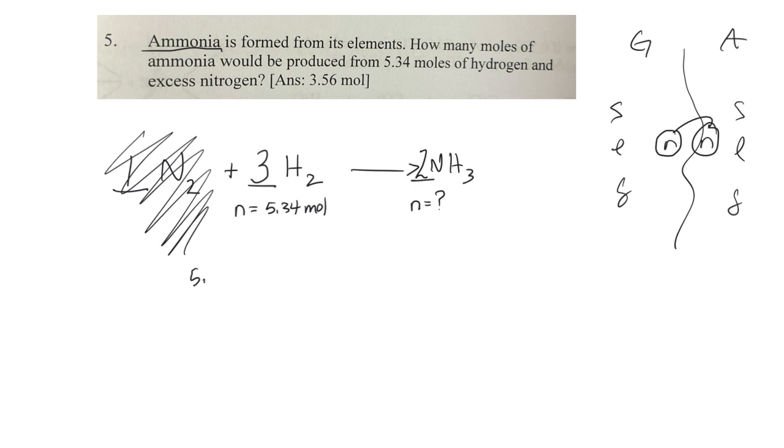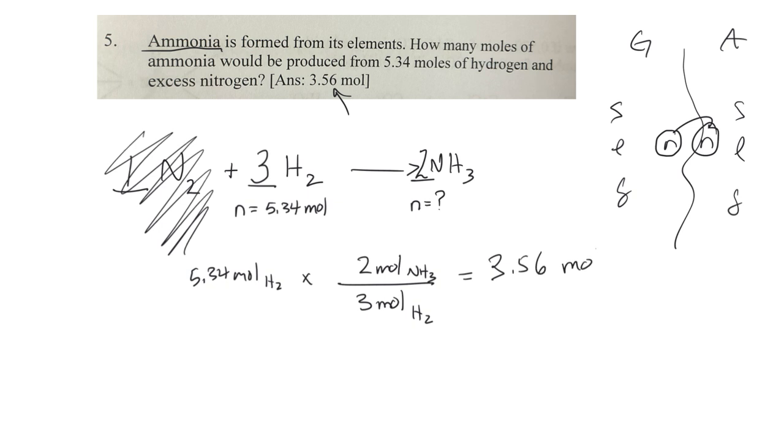So I'll start with 5.34 moles of hydrogen times the mole ratio. So 2 moles of ammonia are formed from 3 moles of hydrogen. Okay, so now I've got 5.34 times 2 divided by 3. Like it says there, it comes out to 3.56 moles. Right, hopefully that helps with that one.